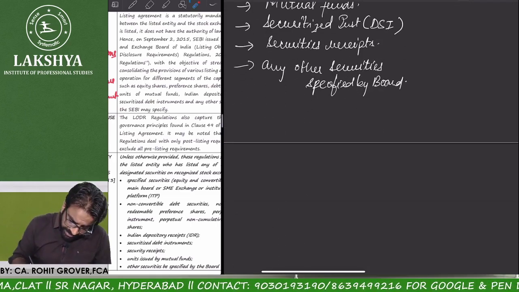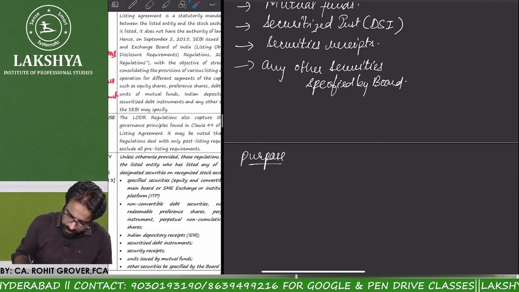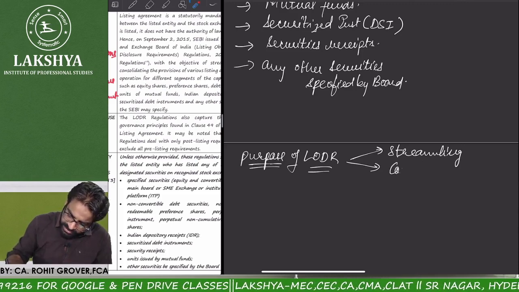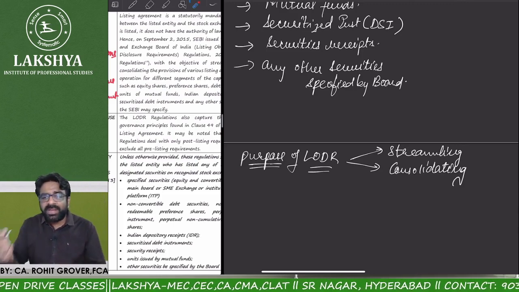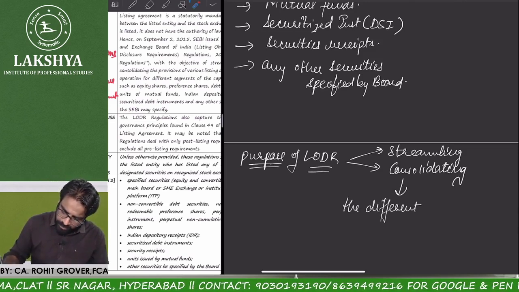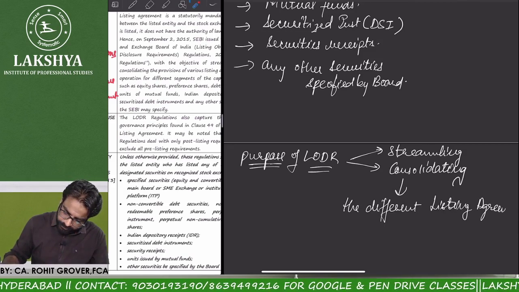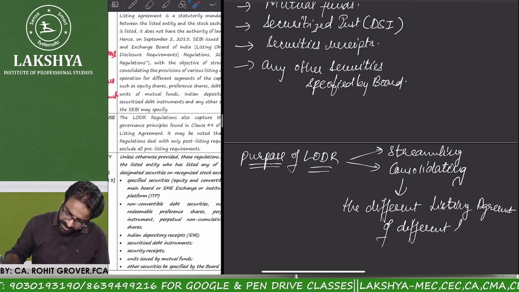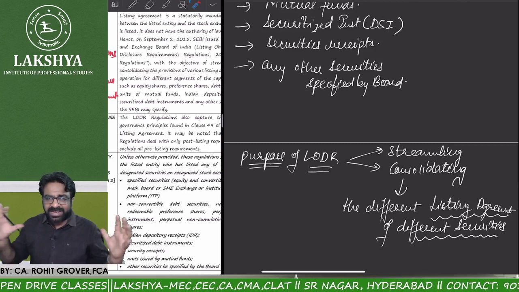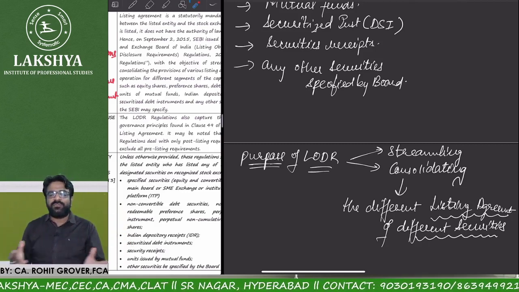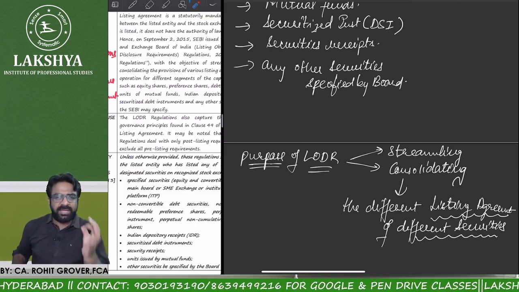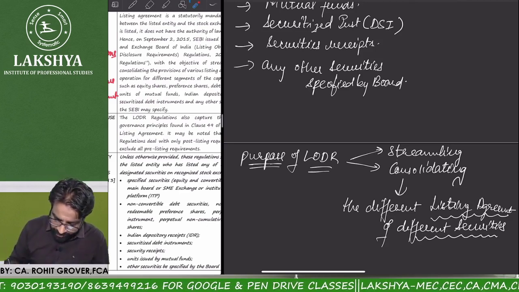Now basically, what is the purpose of LODR? Tell me, what is the purpose of LODR? Two purposes. One is streamlining and one is consolidating. Sir, what to be streamlined and what to be consolidated? The different listing agreements of different securities. The main purpose was to streamline and consolidate at one platform so that LODR can take care of everything. So if you are having now mutual funds, or equity, preference, debt, securitized, IDR, everywhere, anywhere, LODR will be applicable. Remember this word, to streamline and consolidate.